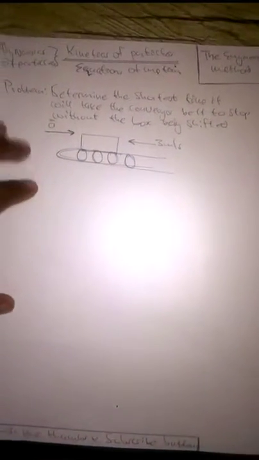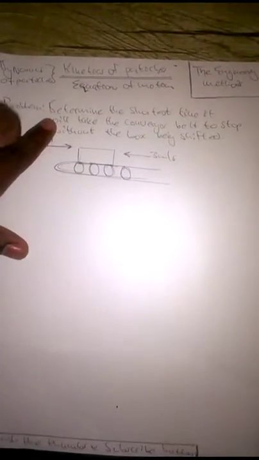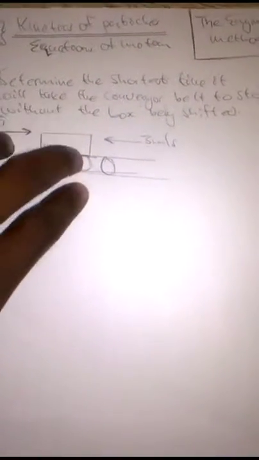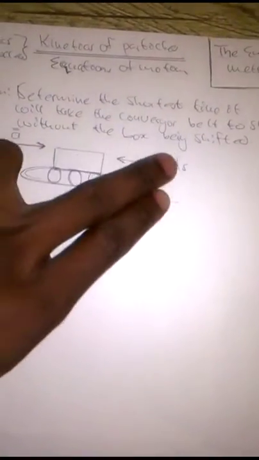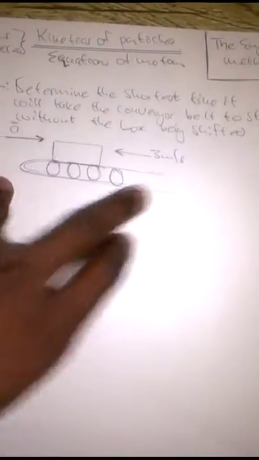So today we will be looking at kinetics of particles and equations of motion. Our problem is we are required to determine the shortest time it will take the conveyor belt to stop without the box being shifted.